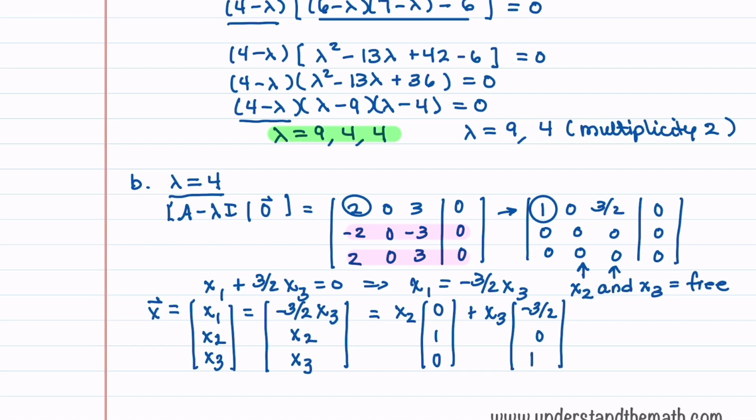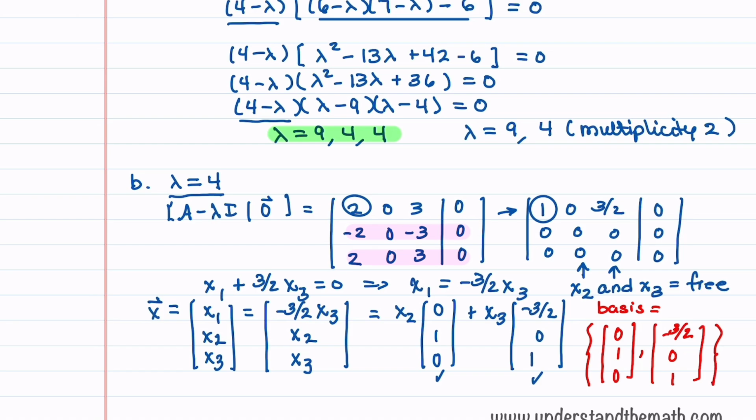And our question asks us to find a basis for the eigenspace. So the basis is going to contain these 2 vectors. And I'm looking for some free space. Let's see if we can squish it down here. So let's just write down basis equals, it's going to contain our first vector, 0, 1, 0, and then our second vector, minus 3 halves, 0, and 1. And that's the basis for the eigenspace corresponding to our eigenvalue lambda equal to 4.